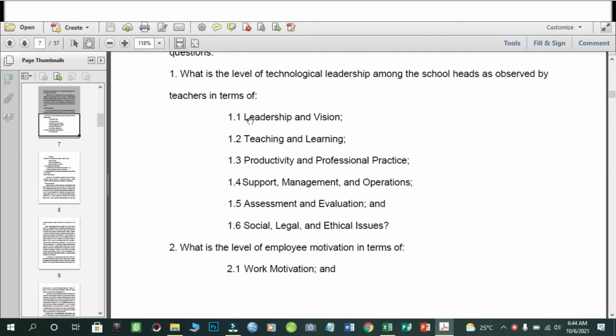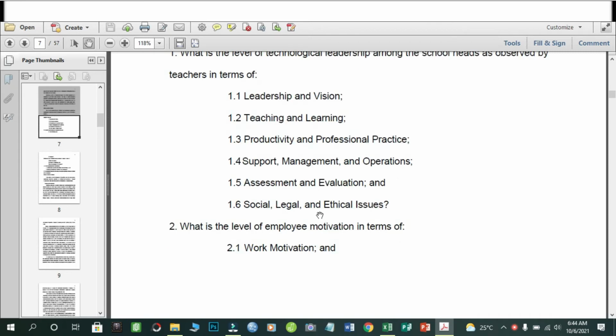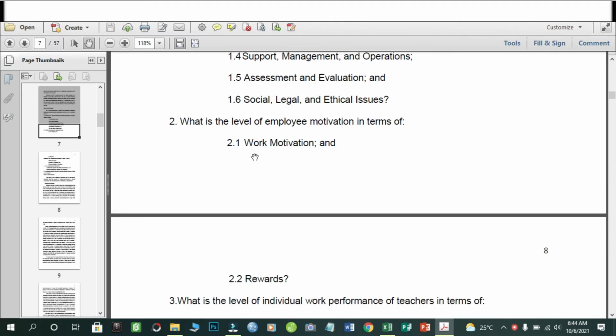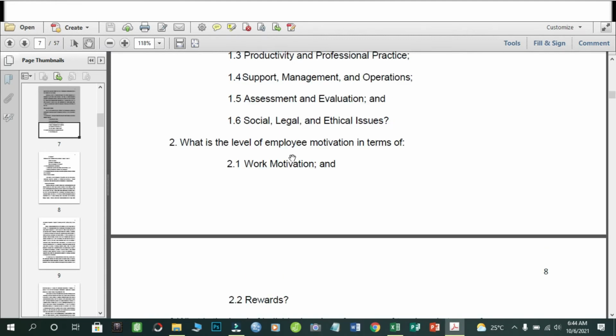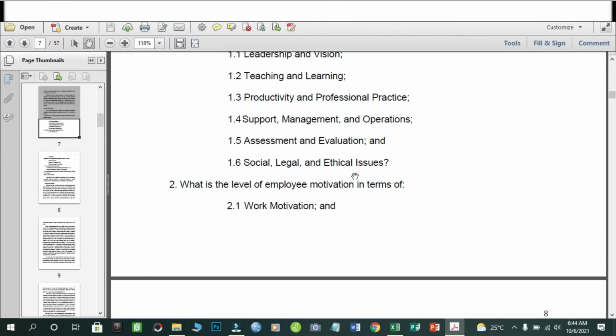Here are the indicators. In question number 1 you have 6 indicators, which are the following. And number 2: what is the level of employee motivation in terms of. It has 2 indicators. Since this is bivariate, we're dealing with 2 variables. So let's go to our questionnaire.